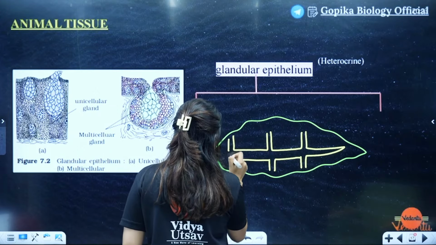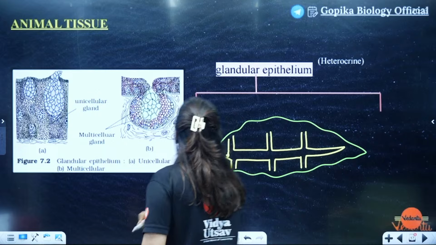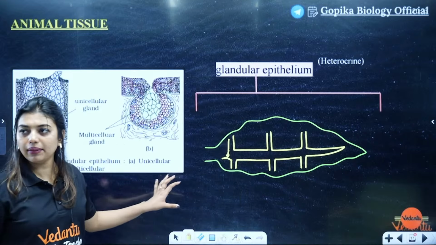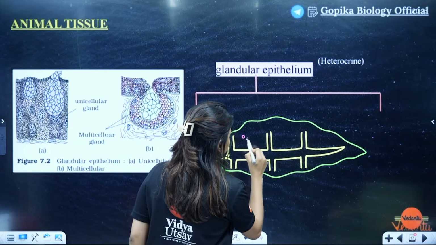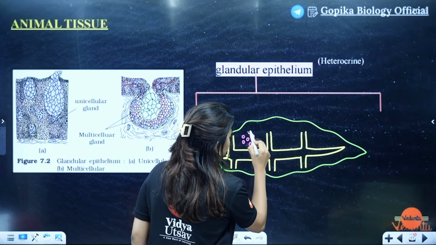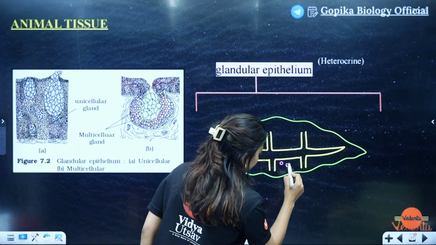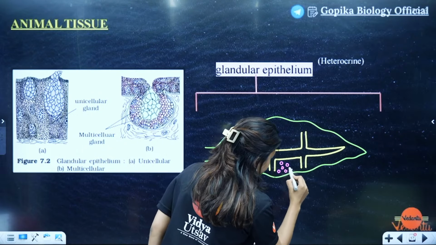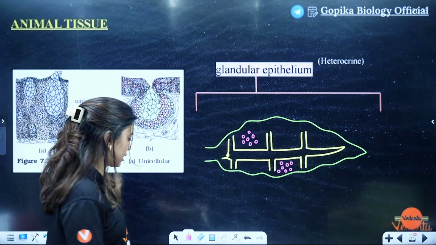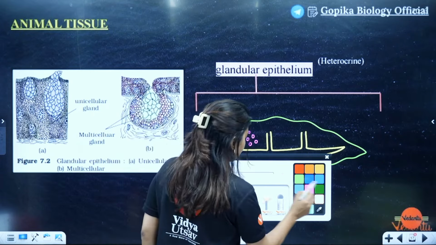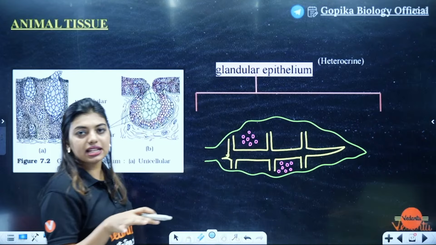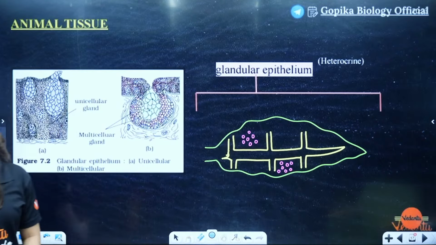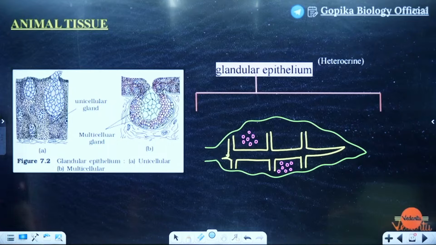Okay, this is your pancreas. I told you the pancreas is heterocrine. What do I mean by heterocrine, students? Heterocrine means they have both endocrine and exocrine activity, that means they have activities just like a ductless gland as well as a duct gland. That is what I was trying to make you understand. Clear? Very good.